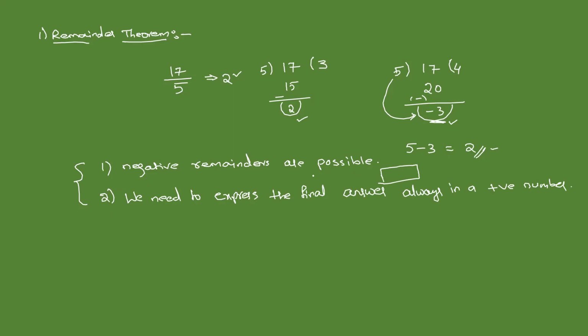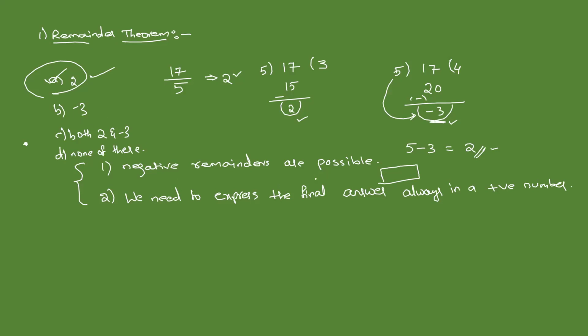We can use the negative remainders, but when we need to express the final answer, that means when you want to mark the final answer, for example, for the same question if the options are like this: A, 2 and -3, both 2 and -3. This is a rare case. I am not saying this may be asked or may not be asked. And D, none of this. If they have mentioned the options in this manner, we should go with option A. Why? Because even though -3 is correct, we will express the final answer always as a positive number. So please keep this in your mind.